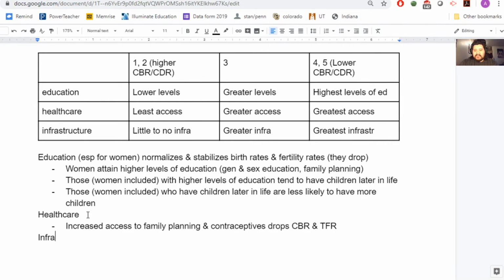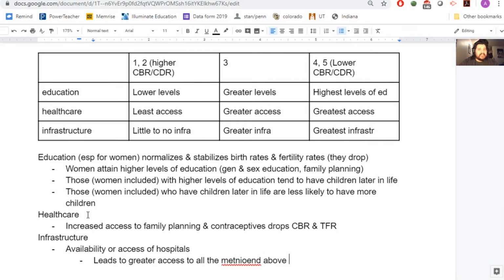As far as infrastructure goes, this goes directly to the availability and access of hospitals, which, if you have access to hospitals, leads to greater access to all that was mentioned above: family planning, contraceptives, sex education, general education. The more that we have this available, the greater we're going to see these birth rates and fertility rates drop over time. In addition to that, the greater access we have to hospitals, usually this means a greater access to medical care.